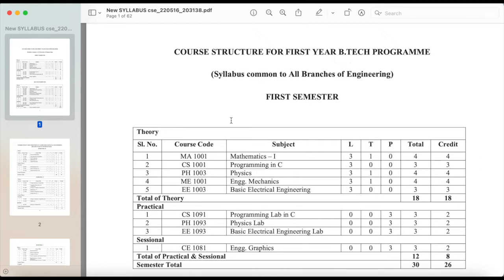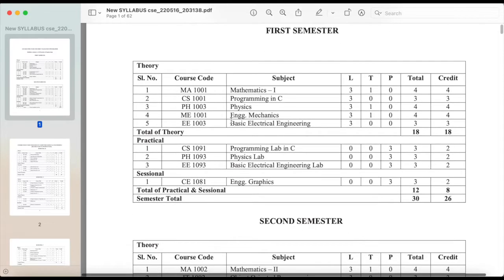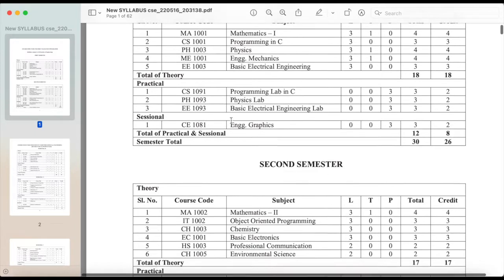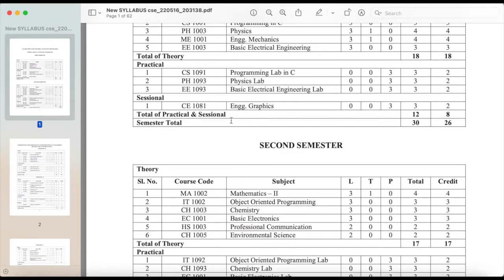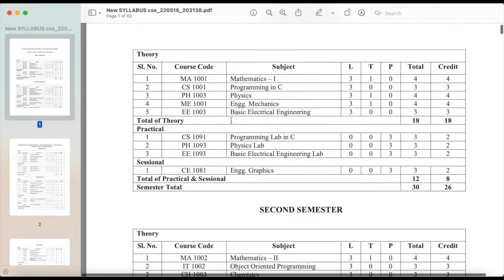Now this mechanical engineering B.Tech course will be conducted in 4 years and each year will have 2 semesters. 1. Now come first year first semester. Theory part: Mathematics 1, Programming in C, Physics, Engineering Mechanics, Basic Electrical Engineering. Practical part: Programming Lab in C, Physics Lab, Basic Electrical Engineering Lab. Sessional: Engineering Graphics. Now the subject marks distribution will be in 3 different ways, for example lectures given in the classrooms by the professor and notes, the theory part, and the practical.